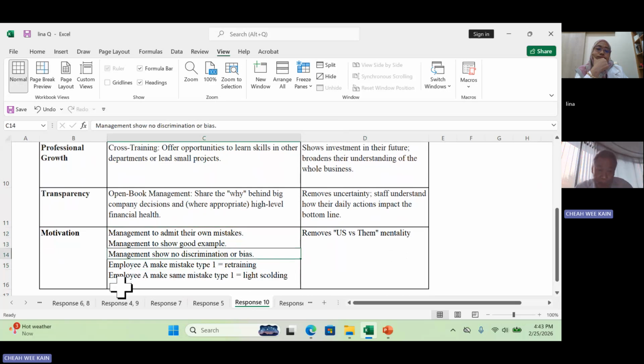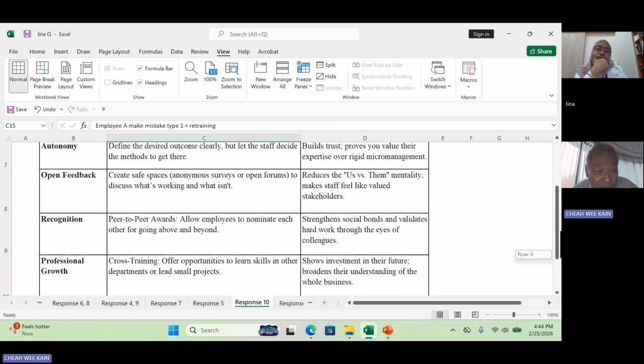I typed it here already. Employee A makes a mistake type 1, retraining. Employee B makes the same type 1, no scolding. If employee A makes mistake type 2, retraining. I don't care how many different types of mistakes you make. If you do it one time, it's okay, retraining. Don't do it again. That's how you motivate. And if you can get motivation, the rest is all quite easy already.